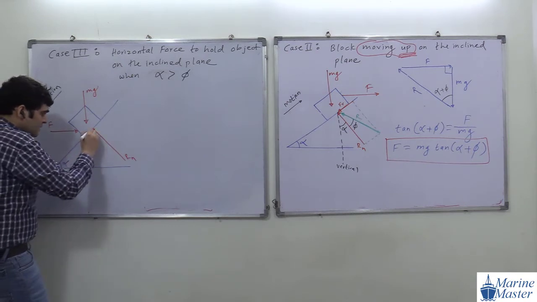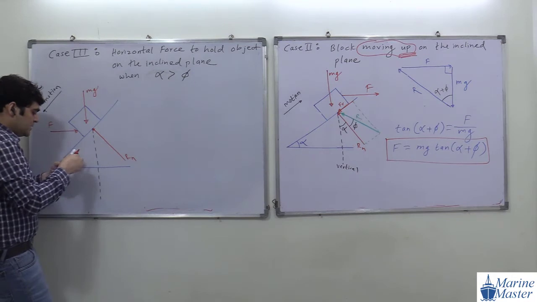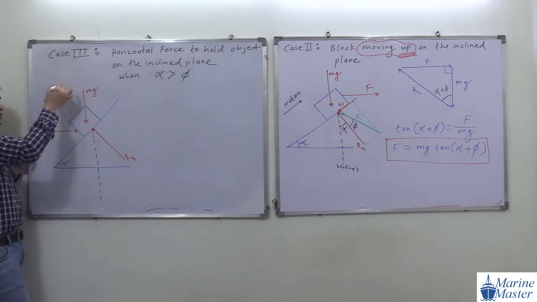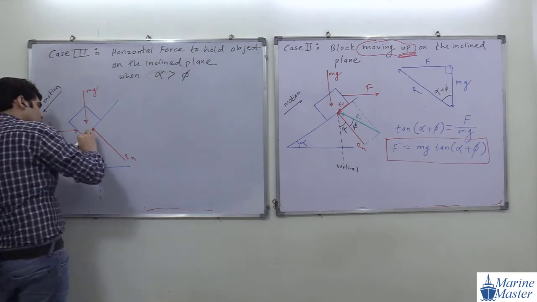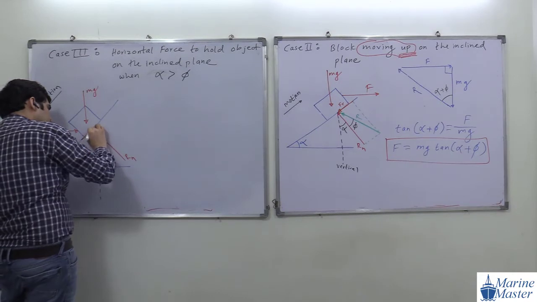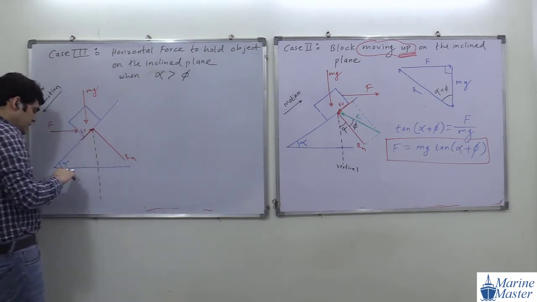Then here, this is our vertical. Then there will be a friction force here. Motion is going down, so the friction force will be opposite to the motion. Friction force is opposite to the motion.